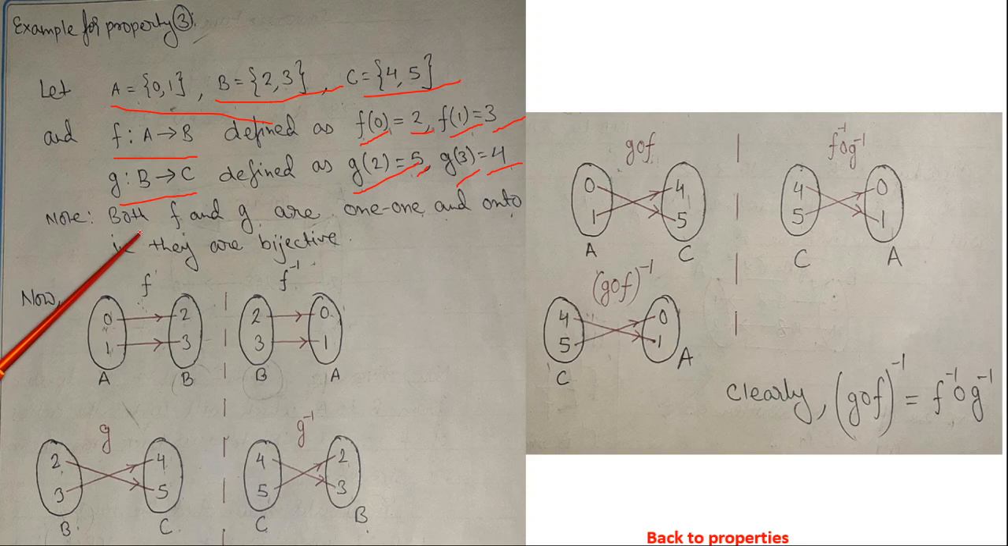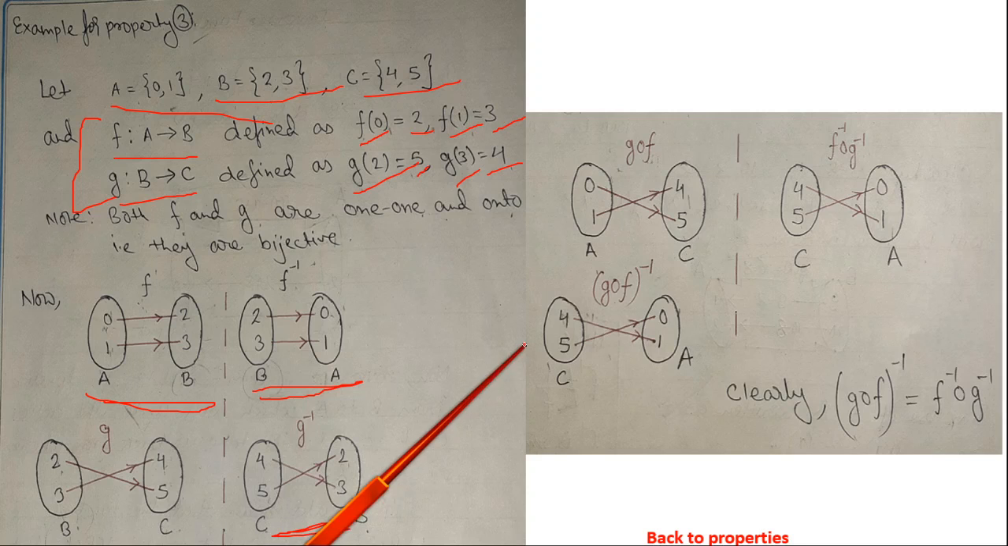So here both F and G are 1-1 and onto, so they are bijective. Clearly they are bijective. Now as F is bijective, so here this is F, and the inverse of F will be this. Because F is taking 0 to 2, 1 to 3, what F inverse will do is take 2 to 0, 3 to 1. So if this is F, then F inverse is this. Then G is bijective, so the inverse of G is here, that is also bijective.